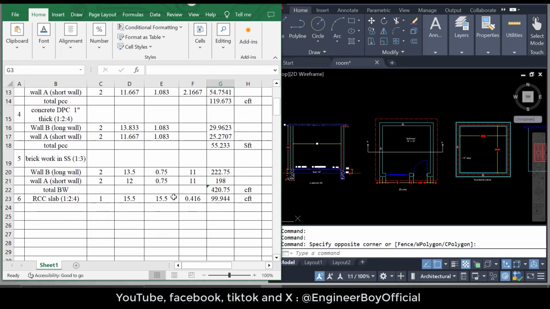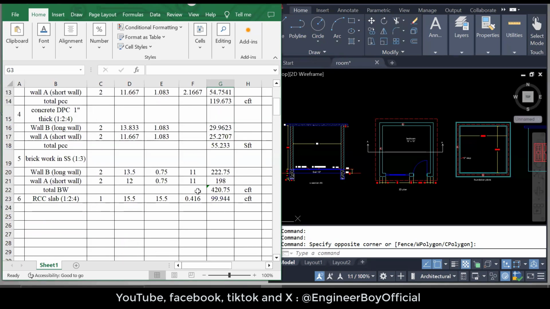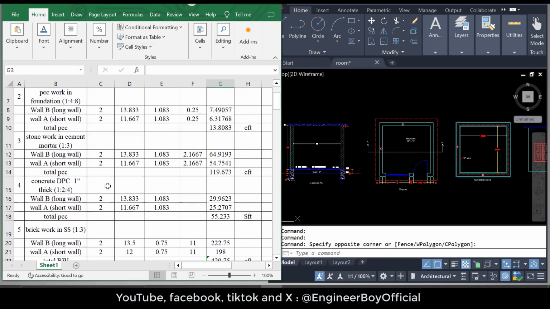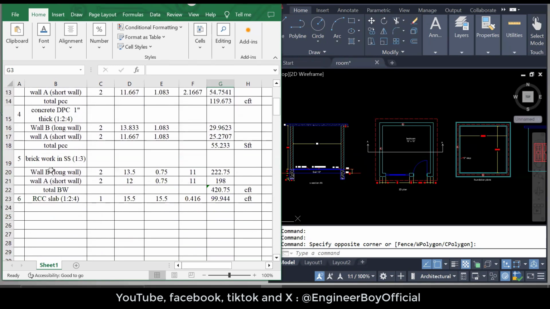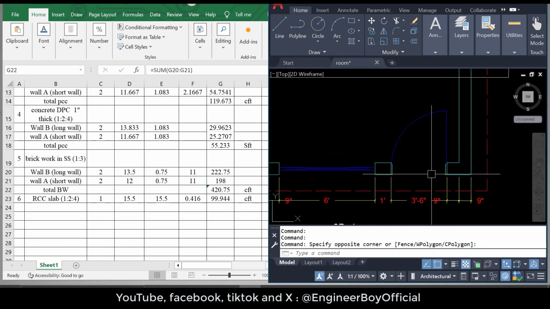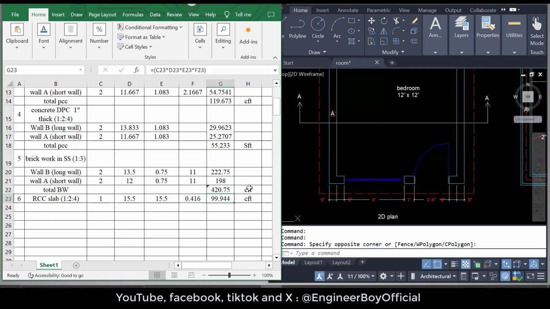Okay. Now, if you remember previously, in the same session, we have determined some quantities of different materials. You can say excavation, PCC work, brickwork, concrete work. However, in brickwork, as you can see, the total brickwork is 420 CFT. This is actually the total. We have not subtracted or deducted the quantity for doors or the volume of the windows. So it's really important to subtract those things.